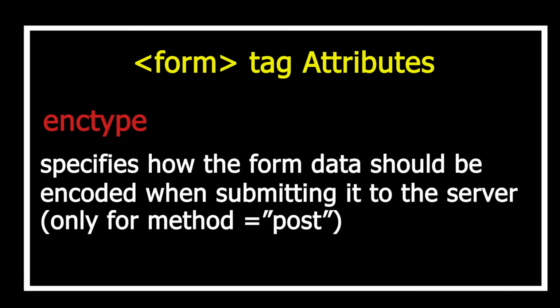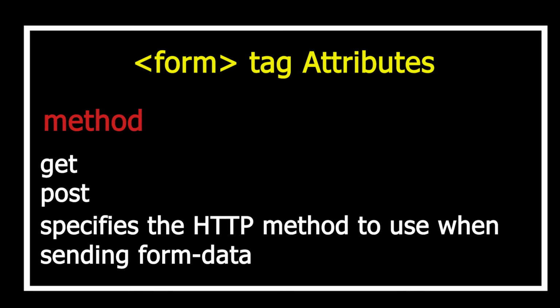We also have the enctype. This mainly is used when you're uploading large files within your form. It specifies how the form data should be encoded when submitting it to the server, and this can only be used when the method attribute has been set to post. Remember, another attribute we'll be talking about is called method, which specifies the HTTP method that you'll use when sending form data, and it can either be set to get or post. We'll see that practically when you're creating a form. So remember, the enctype can only be used when the method has been set to post and not get.